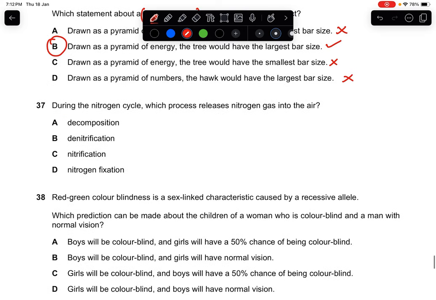Okay. Question 37. During the nitrogen cycle, which process releases nitrogen gas into the air? Okay. So the only one is denitrification. If you want to convert the nitrate ions into nitrogen gas, you undergo denitrification.